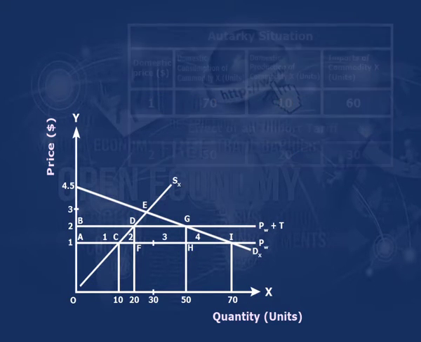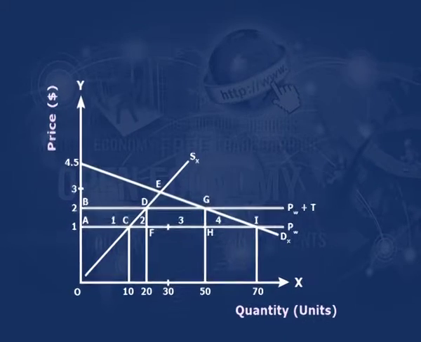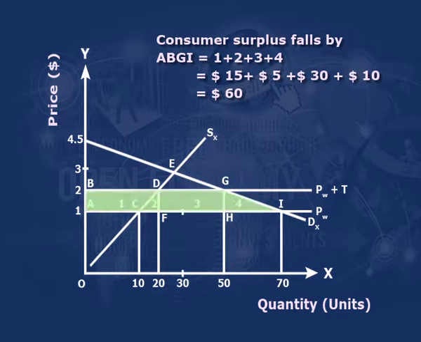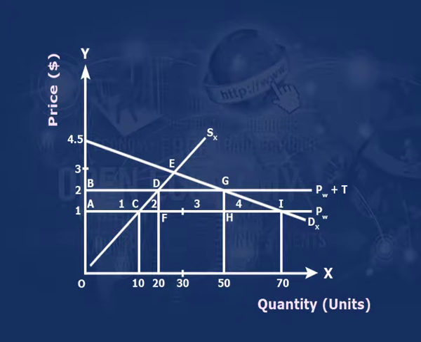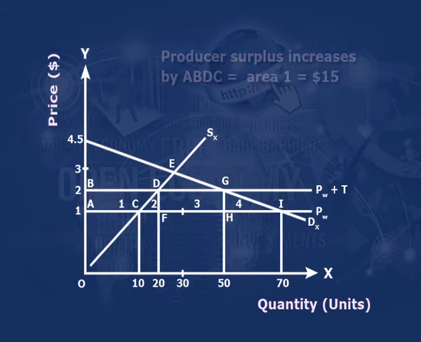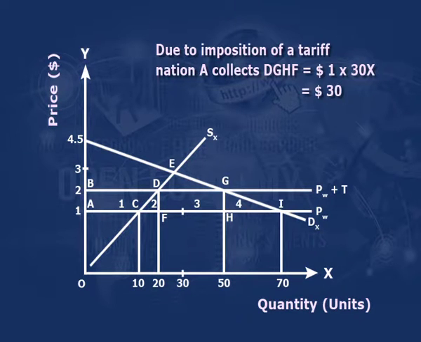An imposition of a tariff increases the domestic price of the commodity and hence the consumer surplus falls by ABGI, that is 1 plus 2 plus 3 plus 4 is equal to $15 plus $5 plus $30 plus $10, that is $60. Similarly, an imposition of tariff increases producer surplus by ABDC area, that is area 1, that is $15. Due to imposition of a tariff, nation A collects DGHF, that is $1 into 30x, that is $30.